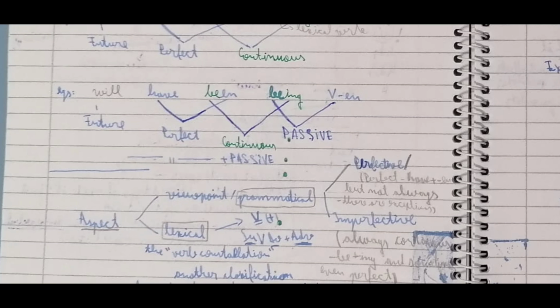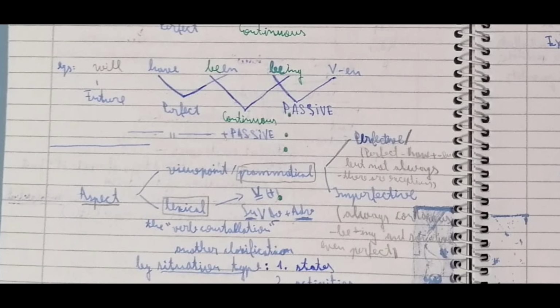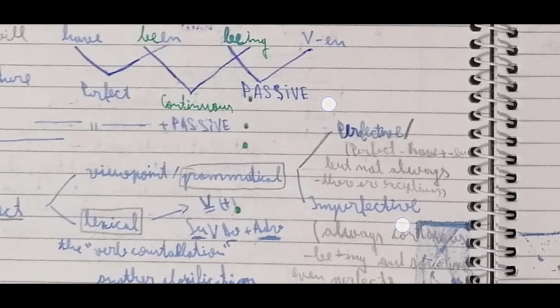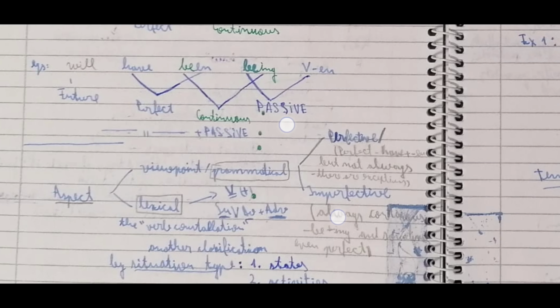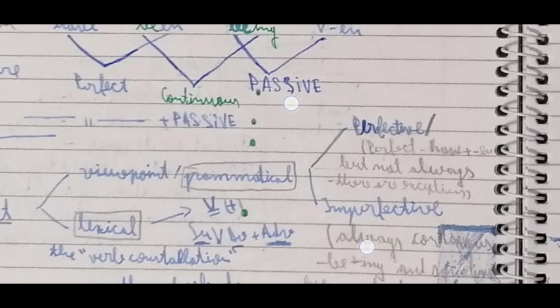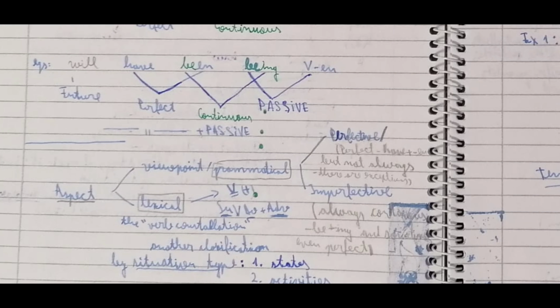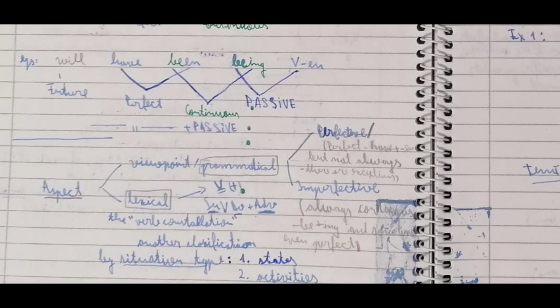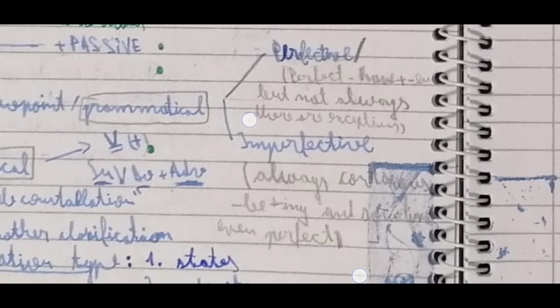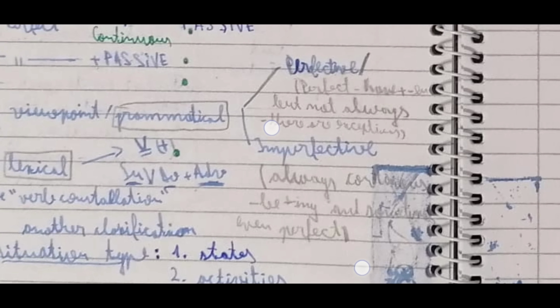So, aspect. We have viewpoint or grammatical, which is perfective for perfect, have plus -N. But not always. There are exceptions. And imperfective, always continuous, be plus -ing, and continuous even perfect.